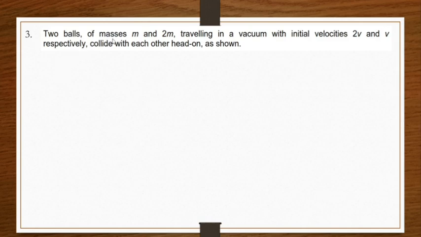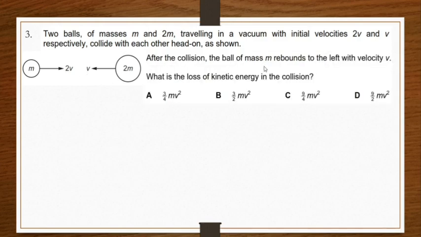Number 3, two balls of masses m and 2m traveling in a vacuum with initial velocities 2v and v respectively collide with each other head-on as shown. You have to see the direction here. After the collision, the ball of mass m rebounds to the left with velocity v. We want to find the loss of kinetic energy in the collision. First, I want to draw the condition after the collision. So this m is moving backwards with the velocity of v, and we have to find the velocity of this object after the collision, and we don't know the direction also.